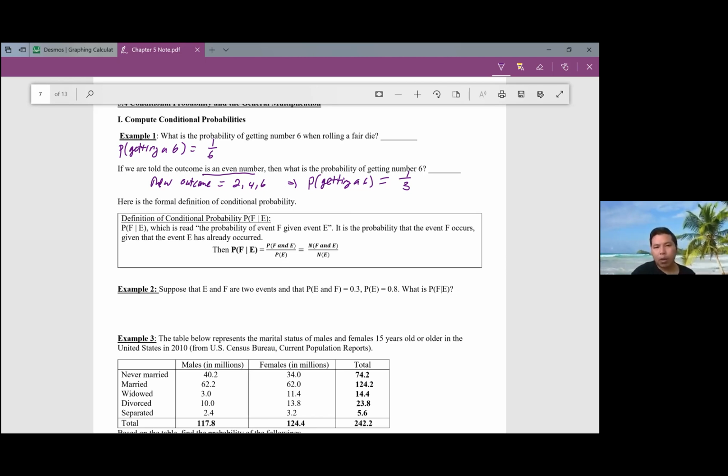Okay? So the formula we're going to use is P of F given E equals P of F and E divided by P of E. So we have to find what they share in common, divided by the new outcome, right? You can see here the new outcome, as I showed you up there, will be 3, right? So that's what it is, right? So divided by the new outcome, all right? So you have to find out what they share in common, right? What they share.